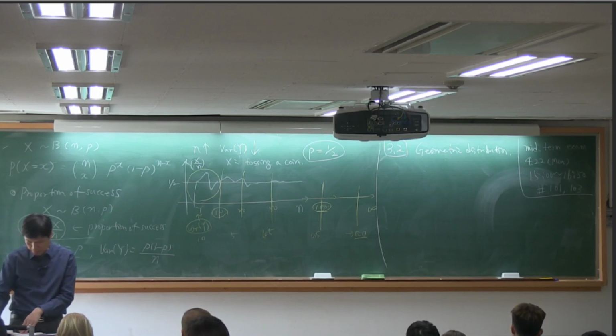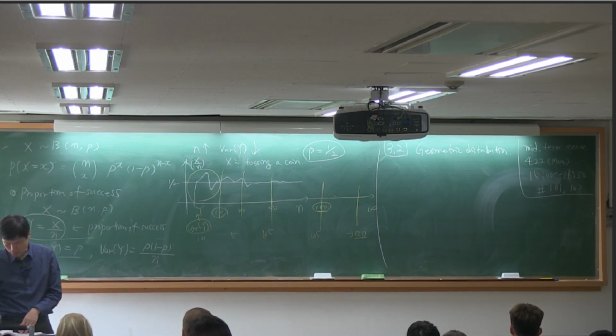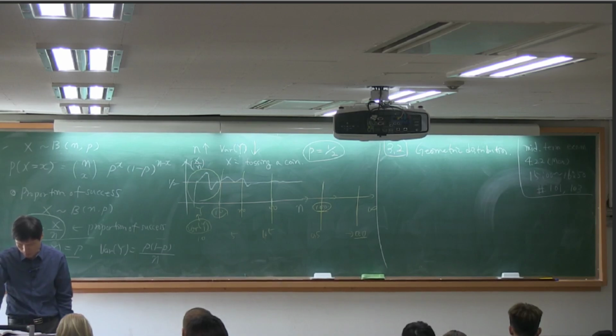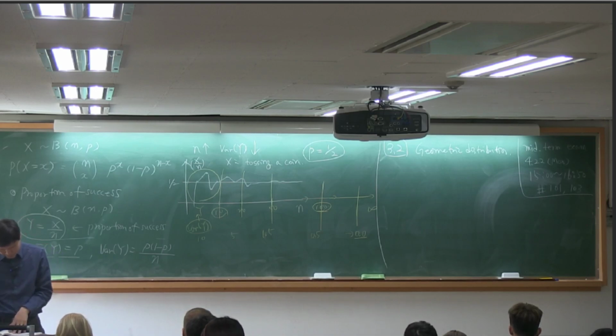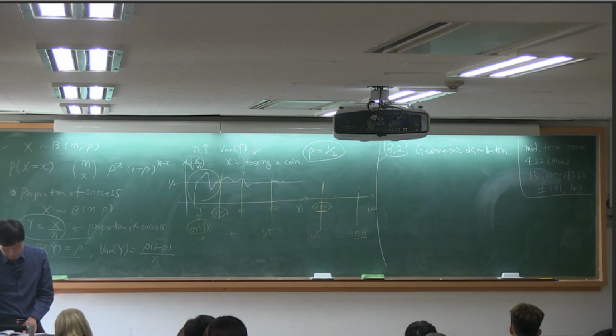Consider a sequence of independent Bernoulli trials and constant success probability p. Let me read the definition of a geometric distribution. The binomial distribution is a distribution of the number of successes occurring in a fixed number of trials n.